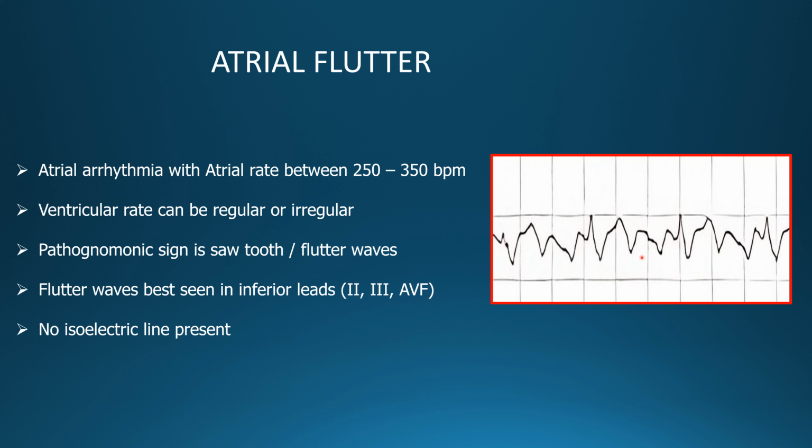Now, one most important point is the absence of an isoelectric line for this arrhythmia, because if there is an isoelectric line present, then this is most likely an atrial tachycardia and not flutter. So for a flutter, the isoelectric line should not be there.